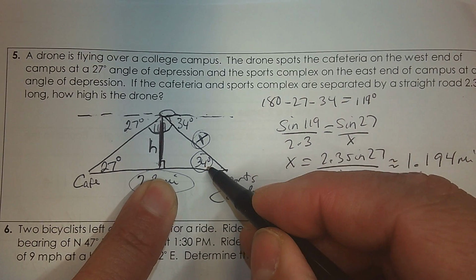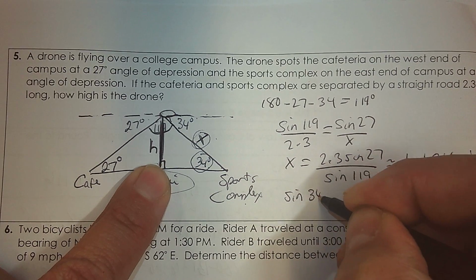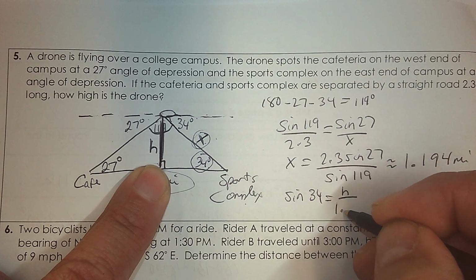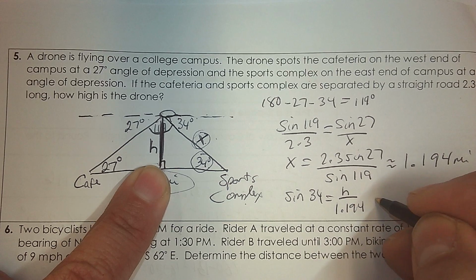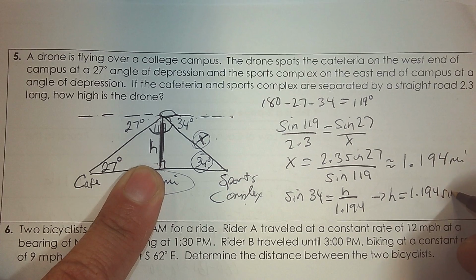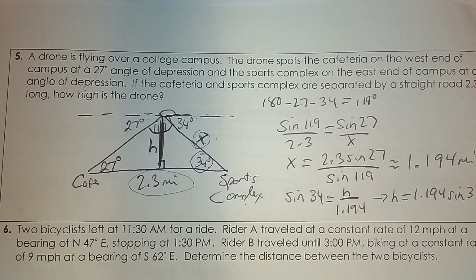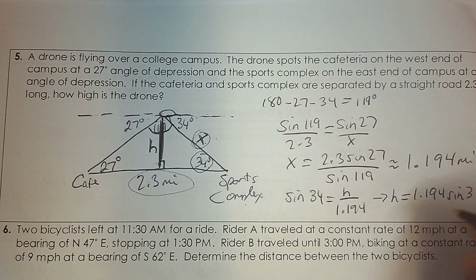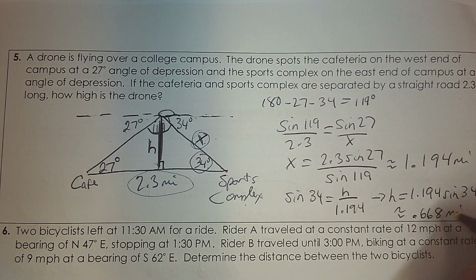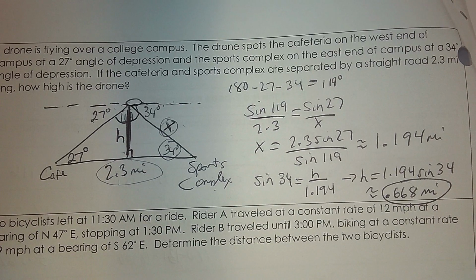So from 34 degrees, opposite and hypotenuse, that's sine. So the sine of 34 is equal to opposite over hypotenuse. And we just said the hypotenuse is 1.194. So to get h by itself, we multiply, and then use our calculator. So 1.194 times the sine of 34, and you get 0.668 miles. So how high is that drone? And the answer is 0.668 miles.